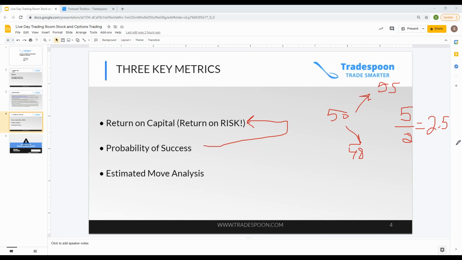Then I ask myself, on trades like this one, how much do I expect to be right? 50 to 55% of the time. Okay, I have all the information I need, right?